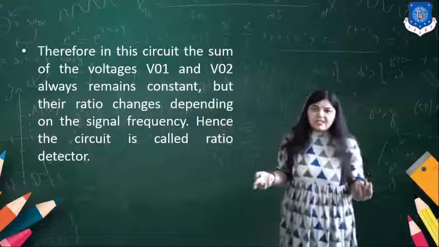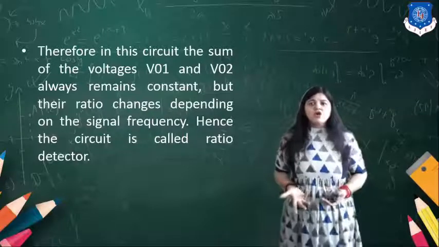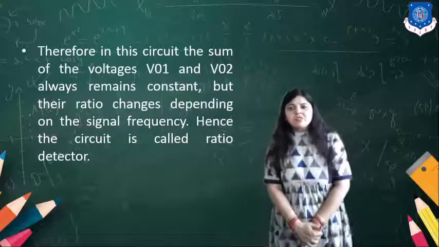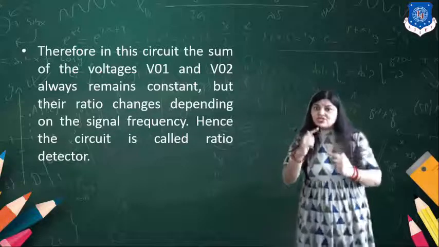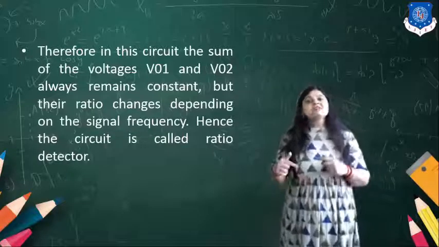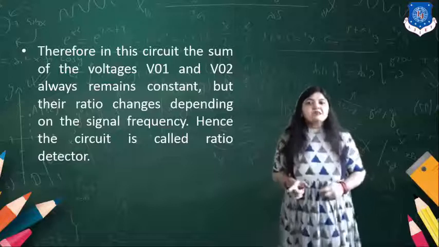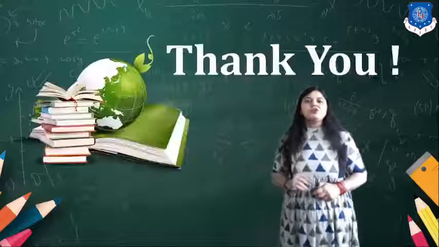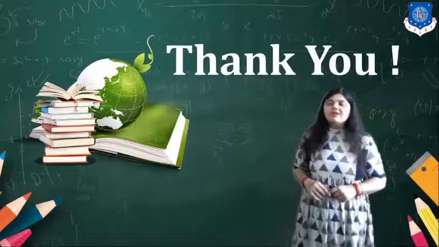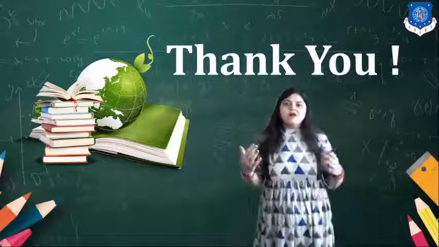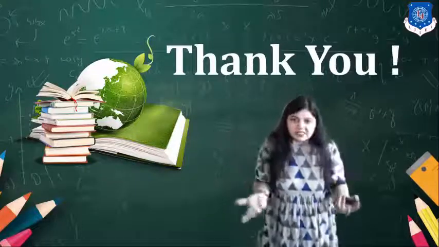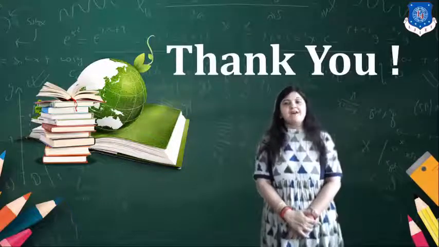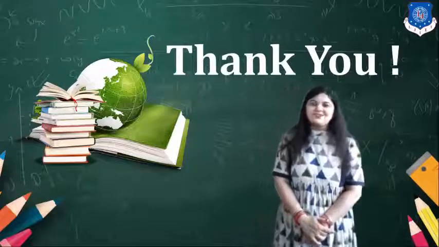In the Foster Seeley we write VAO and VBO. Here V01 and V02 always remain constant, but the ratio changes depending on the signal frequency, and that is why this detector is called the ratio detector. So this way we have ease of limiting. You can also detect the signal very easily using all these methods of FM demodulation. So thank you very much everyone.